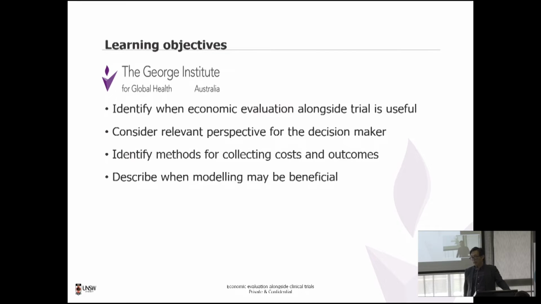Thirdly is identifying methods for collecting costs and outcomes. I know Joe and Rebecca touched on a lot of those, but what I think Emily's done is identify very specifically the sort of resources that we can use to gather cost and outcome data. And then finally, describe when modelling may be beneficial.